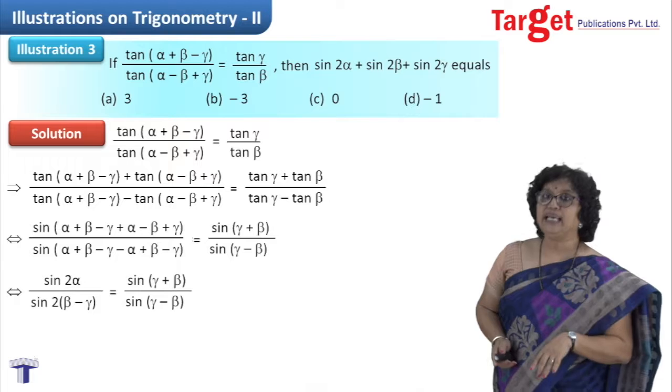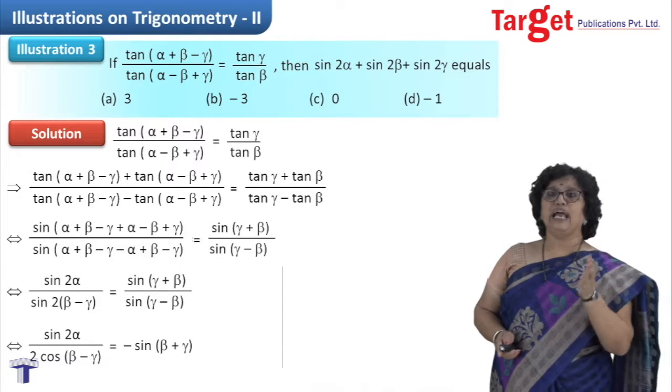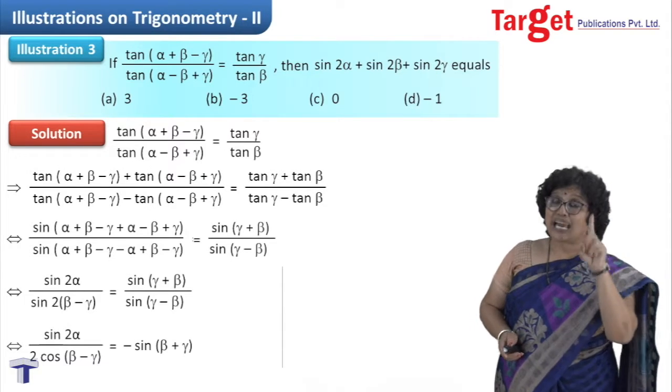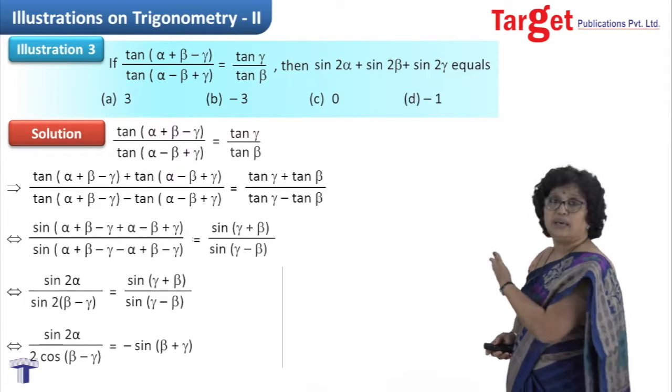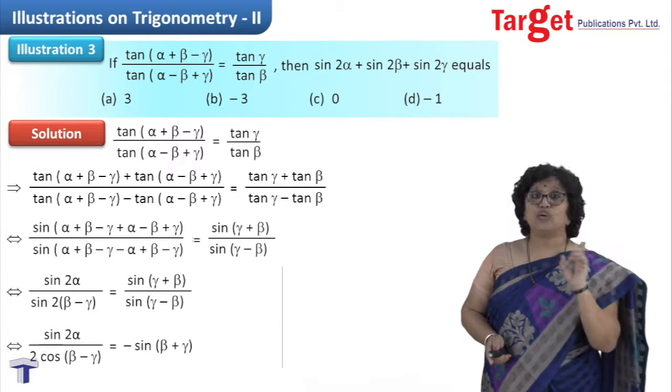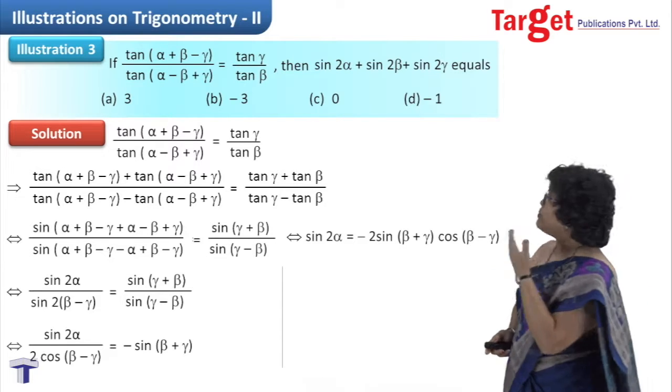Right? And further you simplify and you will get lastly sine 2 alpha upon 2 cos beta minus gamma equal to minus times sine beta plus gamma. Now multiply that 2 cos beta minus gamma and try to simplify it further.